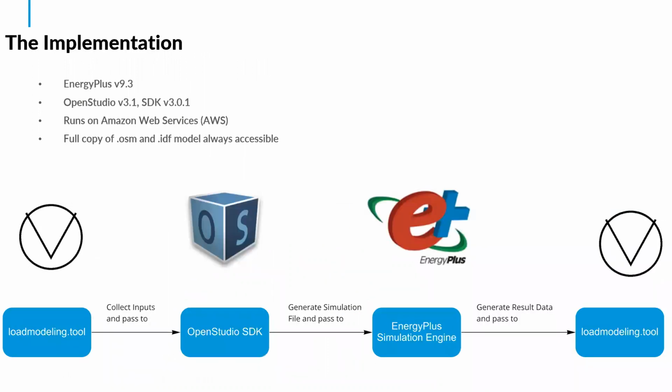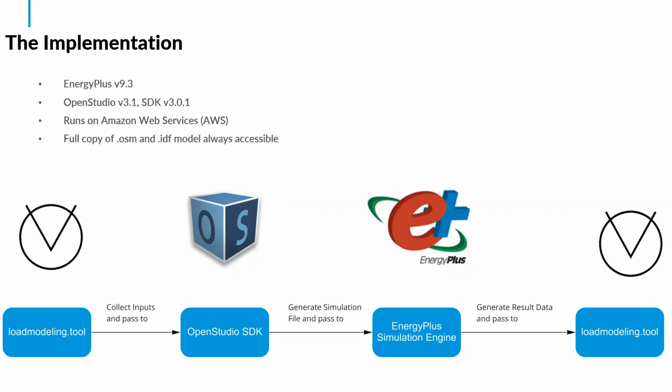So a bit about the implementation. We're currently running EnergyPlus version 9.3. We are going to upgrade, of course, to I think 9.4. Just 9.5 just came out a few weeks ago, so we'll be updating to that. We're on OpenStudio version 3.1, SDK 3.0.1, and everything that we're doing is running on Amazon Web Services. So very secure, very robust, and very scalable, which is one of the keys to being able to do stuff in the cloud, the scalability of it.